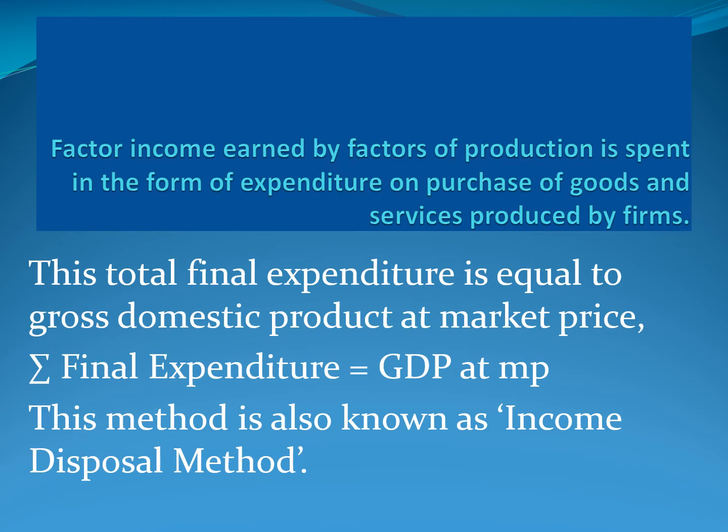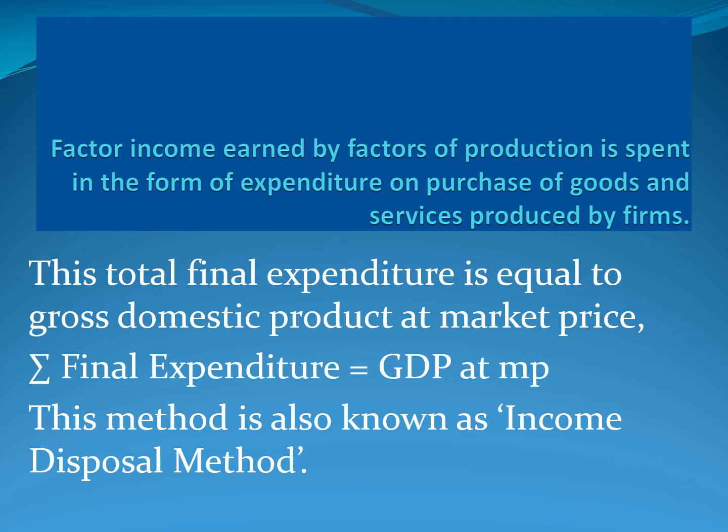Now, how do we define the expenditure method? This method measures national income as the sum total of final expenditures incurred by the households, business firms, government and foreigners. This total final expenditure is equal to GDP at MP. So the sum total of the final expenditure is equal to GDP at MP. This method is also known as the income disposal method.